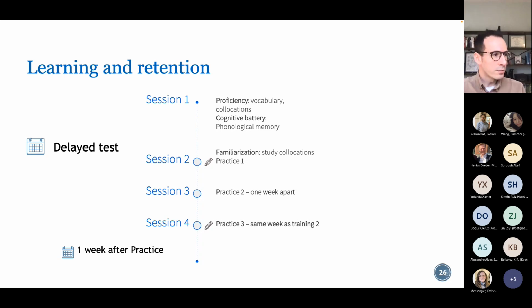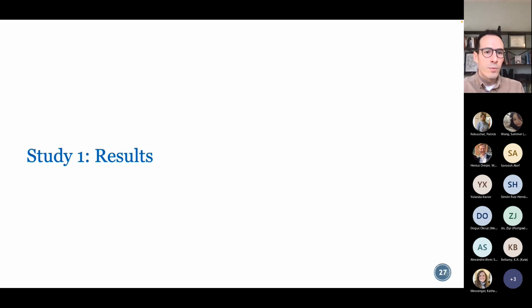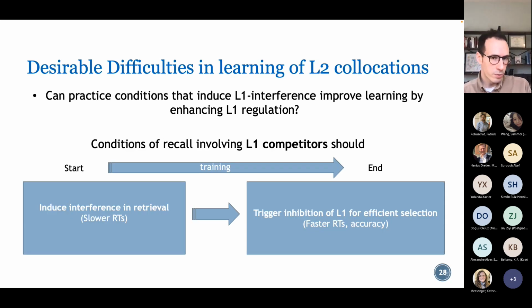I'm somewhat simplifying here the results for the sake of time, but I'm happy to go into more detail into this. So what did the results show here? So let's go back for a moment to that initial prediction. So we hypothesized that in the interference condition, we should expect to see an initial cost, but if learners are in fact able to better develop the skill of inhibiting the competing first language, then we might see that this trend actually eventually leads to more efficient selection in terms of accuracy and timing.